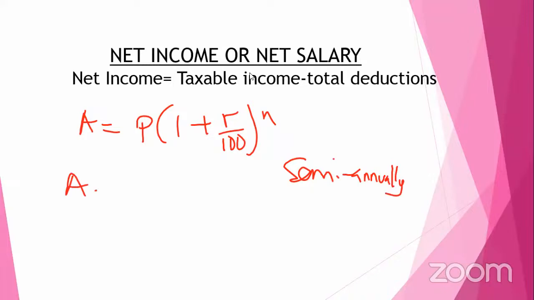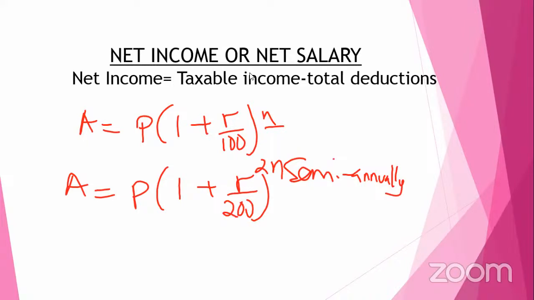You just say amount is equal to principal times 1 plus R over, this now becomes 200, raised to power semi-annually. Per year you'll do it twice, so this becomes 2n. So what I'm doing is just dividing the rate by 2, and multiplying the number of compounding periods by 2. If it's quarterly, the formula will still be the same, but the amount will be P times 1 plus R over 400 raised to power 4n. That's how you work out that formula.